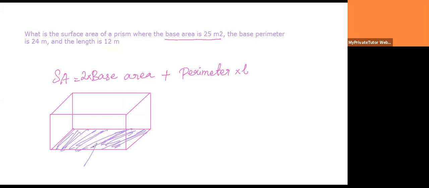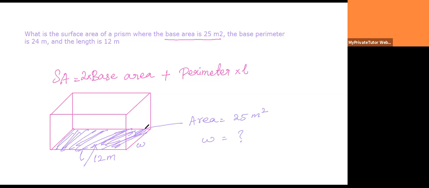This area is given. What does that mean? This is length times width, which you already did, and we need to find the remaining area. So how do you find the remaining area? They have also given the perimeter. The length is given as 12 meters and the area is 25 meters square. If the length is 12, what would be the width? You can find the width from that.